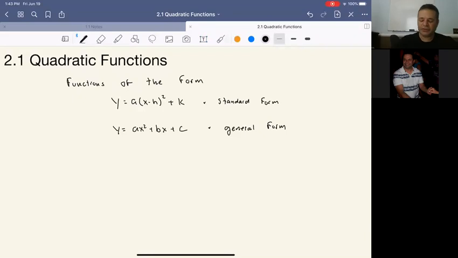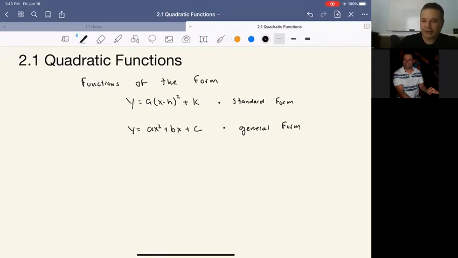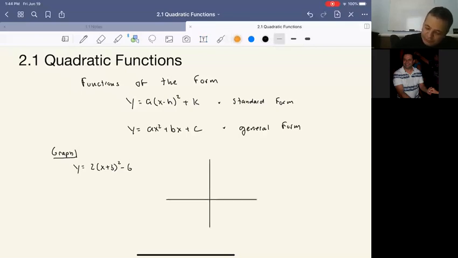Let's start with something simple. We've been dealing with things like this, so let's start by graphing y equals 2 times x plus 3 squared minus 6. As we may remember, we would move to the left by 3 and down by 6.